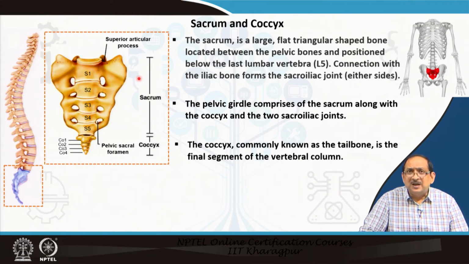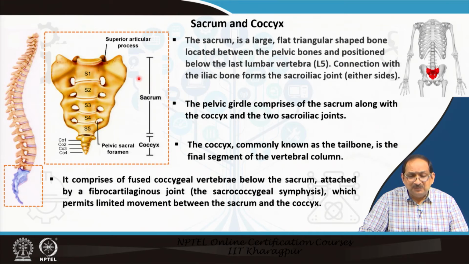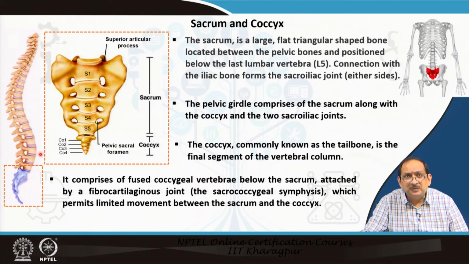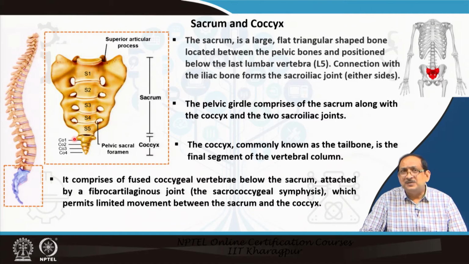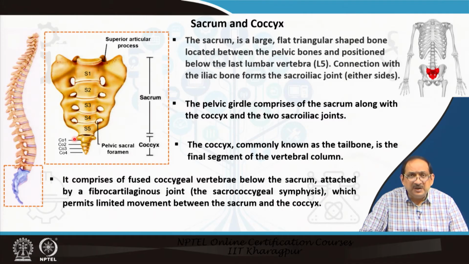The coccyx, commonly known as the tailbone, is the final segment of the vertebral column. It comprises fused coccygeal vertebra below the sacrum. So, it is located below the sacrum, attached by fibrocartilaginous joints, which permits very limited movement between the sacrum and the coccyx.